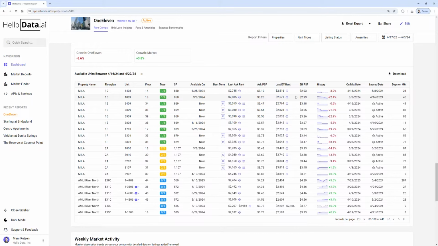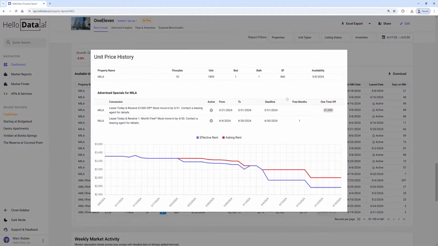If I click over here on this clock icon, I'll actually get a pop-up that shows the whole price history for the entire time that unit was on the market. It entered the market on 3/8 at a price of $33.15. The price went up, it went down a bit more. At this point, we see that they started offering a concession that was active from 3/21 to 3/31. So on 3/21, we see the effective rent at $31.82, including that $1,000 off one-time concession.